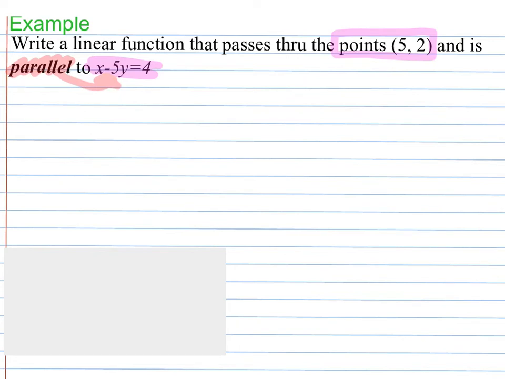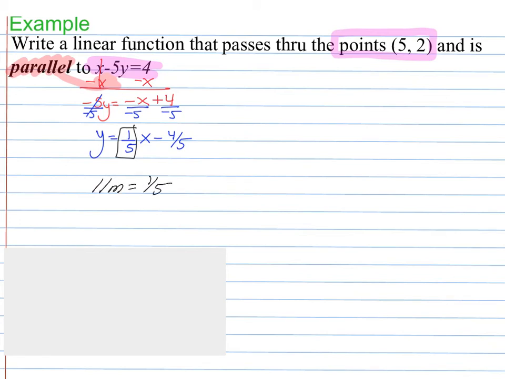So first things first, I'm going to subtract my x to the other side. And I'm going to have negative 5y is equal to negative x plus 4. I'm going to divide both sides by negative 5. And I'm going to have that y is equal to 1/5 x minus 4/5. Don't get scared. All you really need from this equation is this slope. So my parallel slope is 1/5. Parallel means they have the same slope. So I'm going to write another equation that has the same slope.